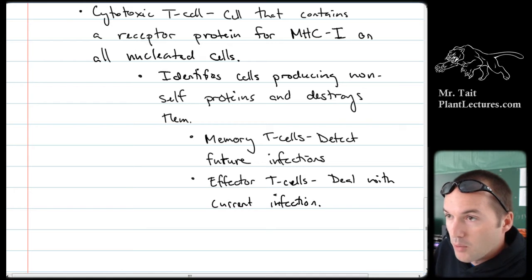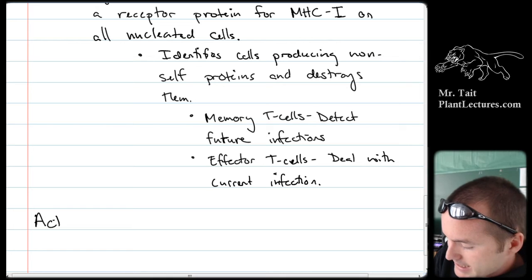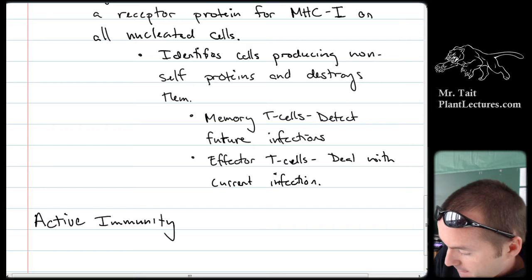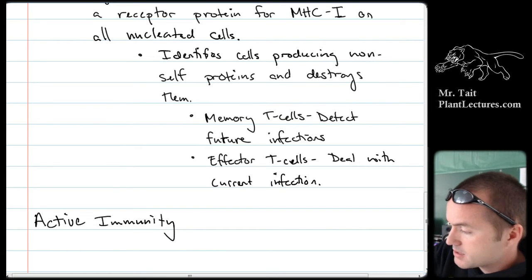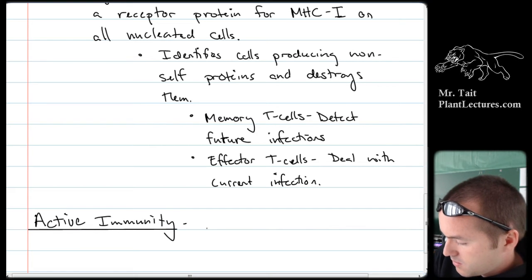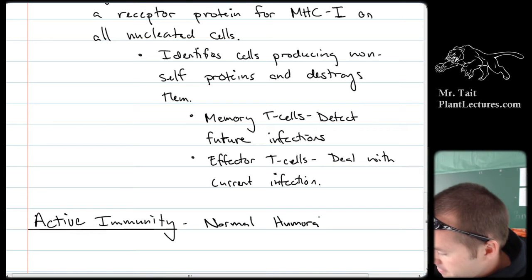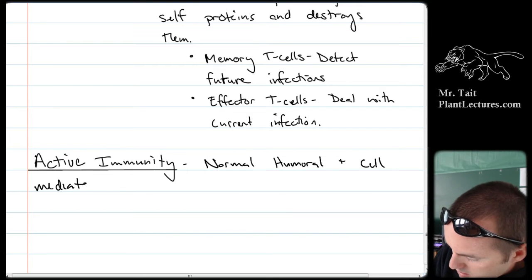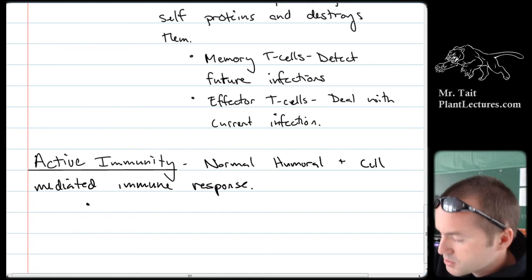So, using these cells then, we say that these cells are what are involved in something that's called active immunity. Basically, active immunity is just the normal immune response. Normal humoral and cell-mediated immune response. We say that there's 3 types of cells that are involved.